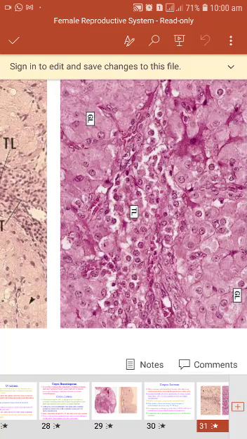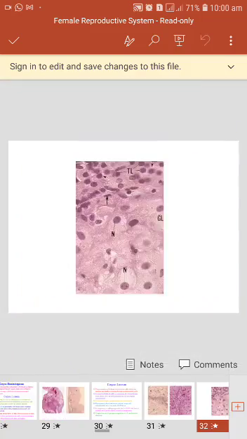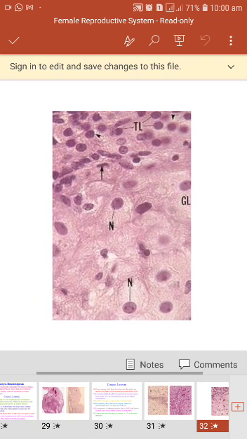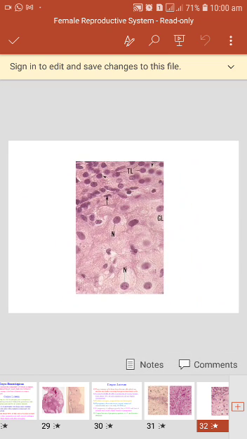Theca lutein cells also have hormone-secreting properties. Again, this is the diagram showing the theca lutein cells and the granulosa lutein cells. You can easily appreciate their sizes.